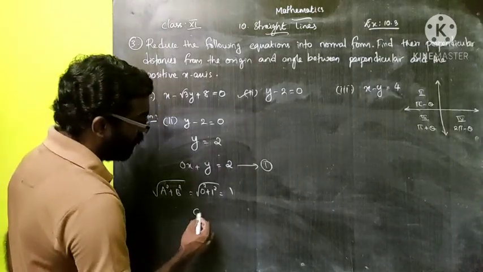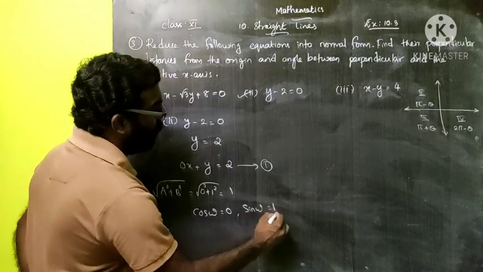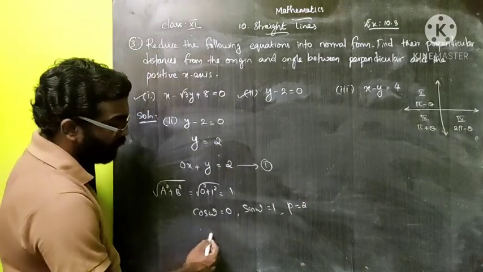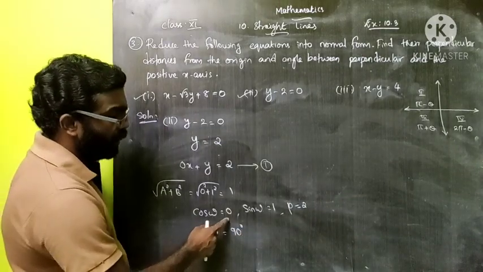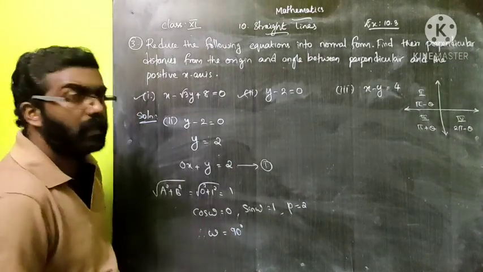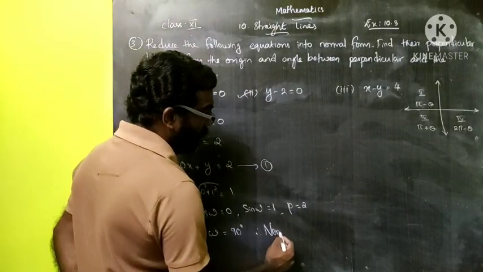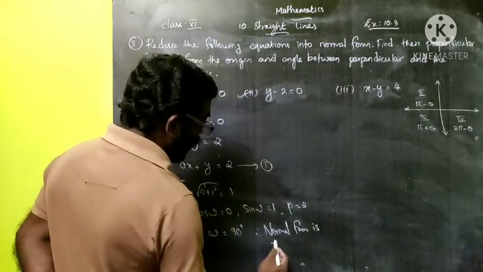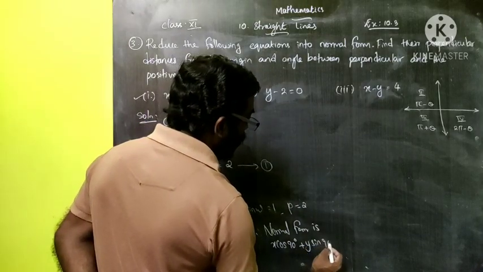And we can directly write cos omega is equal to 0, sin omega is equal to 1, and p is equal to 2. And from this we can write the value of omega as 90 degree. We all know cos 90 is equal to 0 and sin 90 is equal to 1. So the value of omega is 90 degree, and therefore the normal form is x cos 90 degree plus y sin 90 degree is equal to 2.